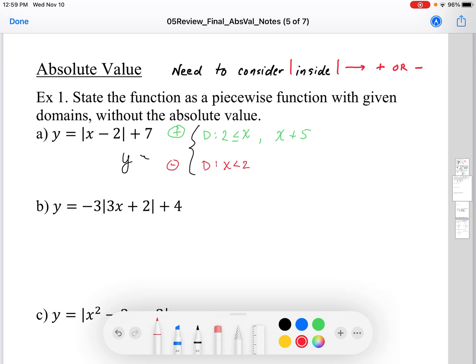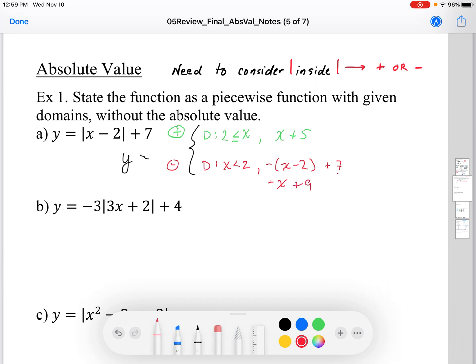Well, if the inside is negative, we need to take the opposite of that inside. So we're going to have x minus 2. But because that's negative, we need a double negative to make that positive, because that's what's going to happen when we absolute value it. So we're making it positive by using that negative on the outside, and then we're going to do plus 7. Simplifying this, I'm just going to do it underneath. I end up with negative x plus 2 plus 7, so that becomes plus 9.